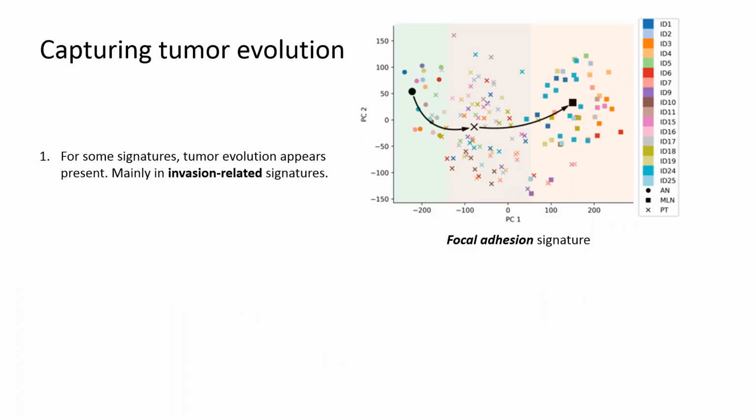An example of what we mean by tumor evolution is shown in this figure, where you can clearly see, this is just a simple PCA plot, where you can see that the first component nicely captures the transition from normal, which are the dots, to the crosses, which are primary tissue, to the squares, which are lymph nodes. And we found that especially invasion-related signatures tended to show this behavior.